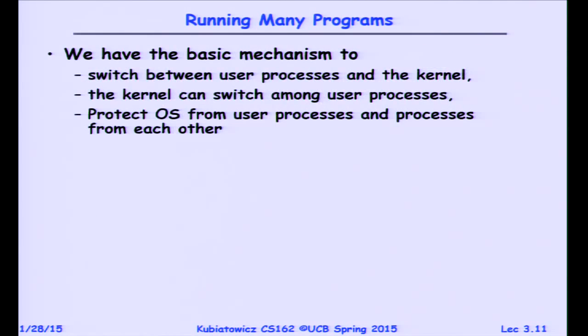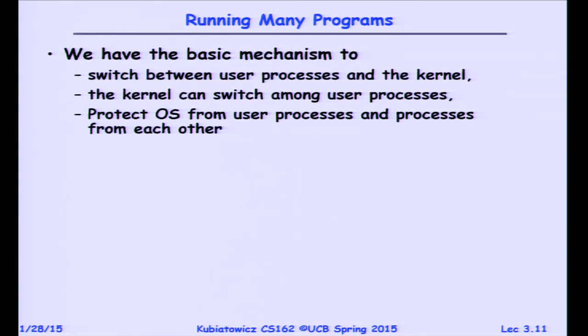Okay. So, suppose we want to run many things at once, and we sort of have all the basic mechanisms now that we put together. So we can switch between user processes and the kernel. The kernel can switch among user processes by deciding when it puts one to sleep, what to do with the next one. We talked about that. We've talked about how to protect the operating system from user processes and how to protect processes from each other. All of those things were the last lecture and a little bit of this lecture.